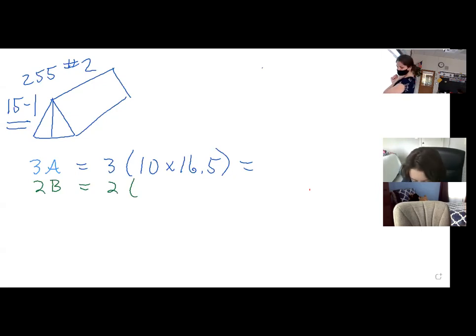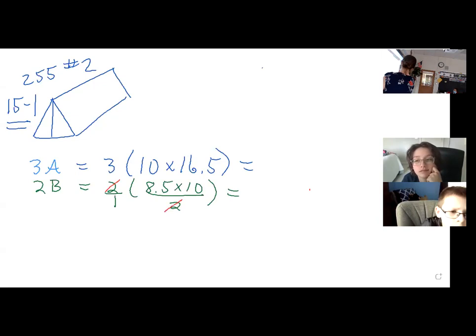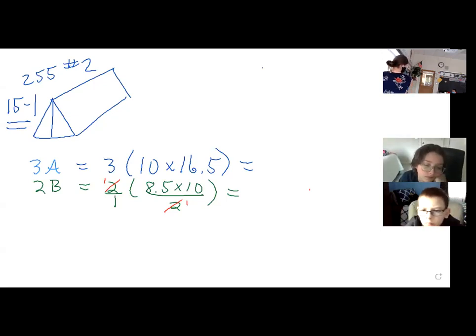Um, 8.5. Wait, for the triangles, wouldn't you have to do 10 times 8.5 and you should divide it by 2? So then we have to multiply those also by 2? Those cancel each other out, right? So you're noticing that some of your skill set from fractions is kind of coming into play here, where if you know you have to multiply it times 2 and then divide it by 2, they're gonna eliminate each other anyway. So you can just treat that as, what is 8.5 times 10?